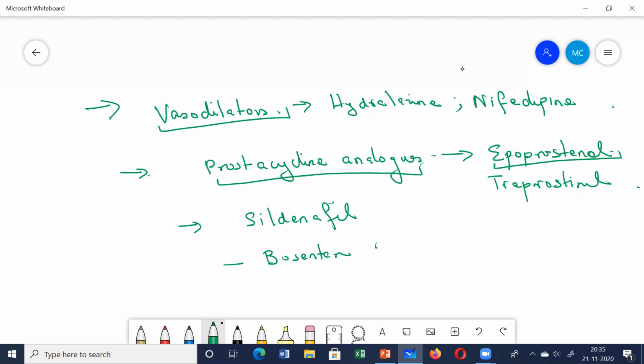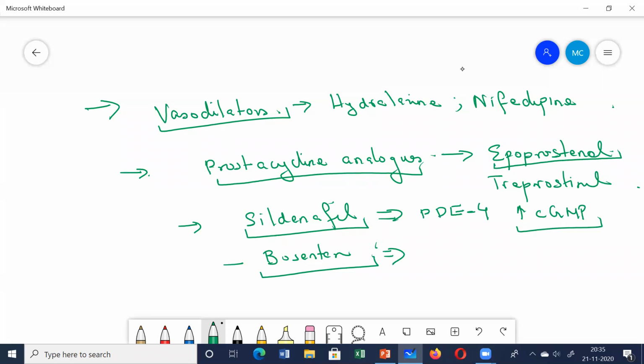Then is sildenafil. How does sildenafil work? It is a phosphodiesterase inhibitor, a PDE5 inhibitor. It increases the concentration of cyclic GMP, and cyclic GMP also causes dilation of the blood vessels. This has also been used in the treatment of pulmonary hypertension, but with variable, not very consistent results. Then talking about bosentan.